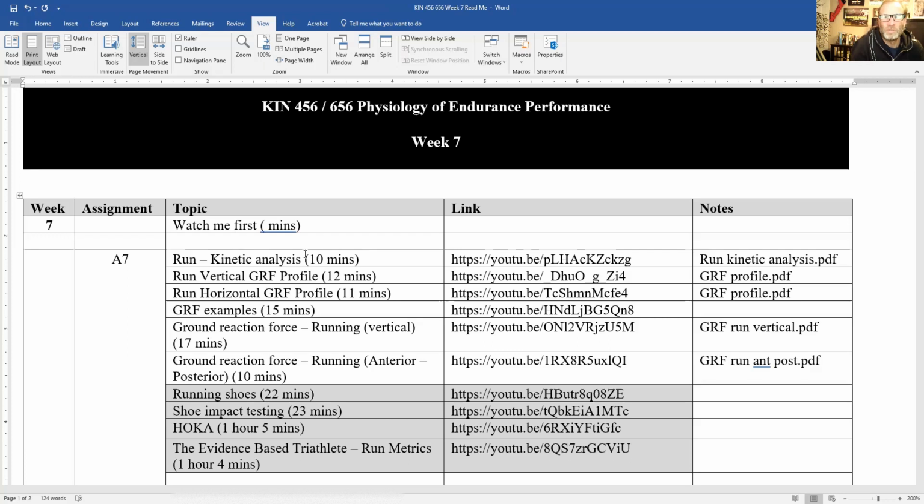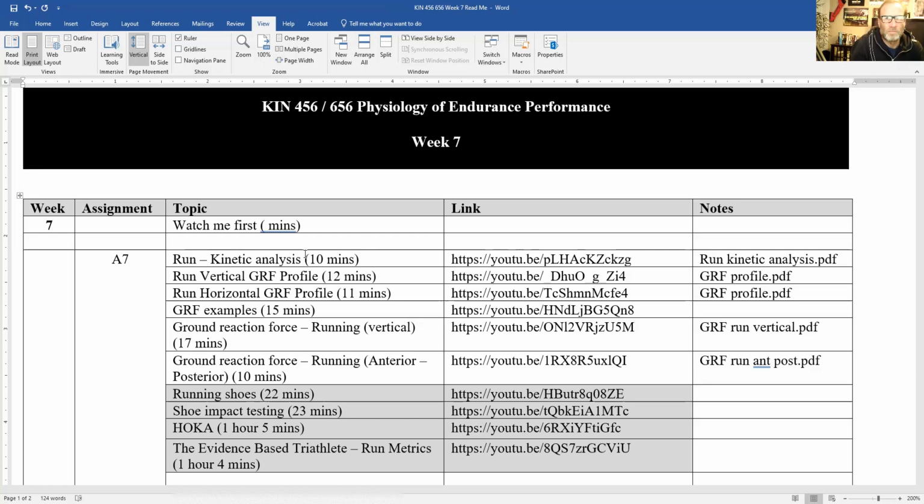And what I'm looking for you to do is to watch these and then see if you're understanding how we're using forces to understand something. Maybe understand shoe design. And that's what the running shoe and the impact testing presentations are about, really trying to understand the biomechanics behind running shoes. Now, from the other class, physiology of endurance performance, we'll talk about physiology of running shoes. So I touch on it a little bit in these presentations as well.